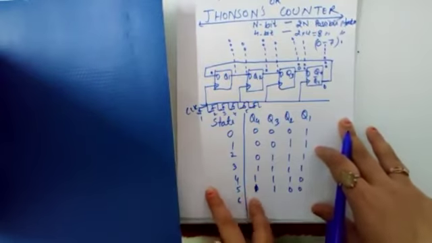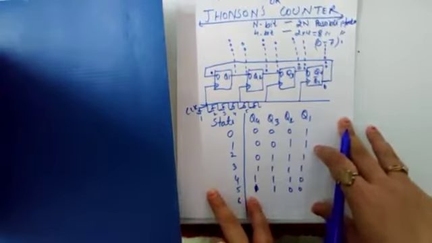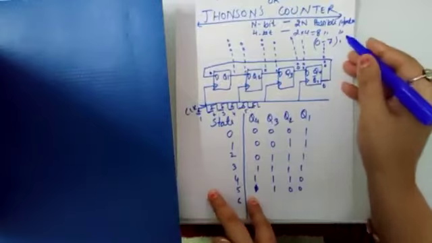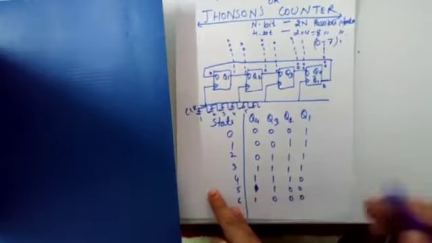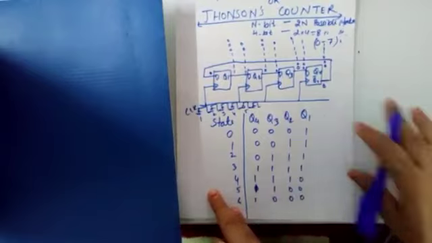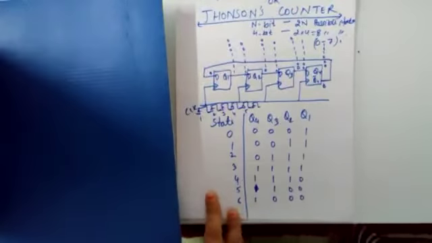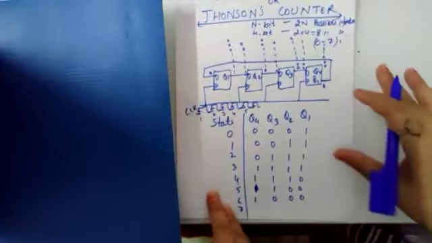Only Q4 is 1. Remaining are 0. Now we apply the seventh clock pulse.